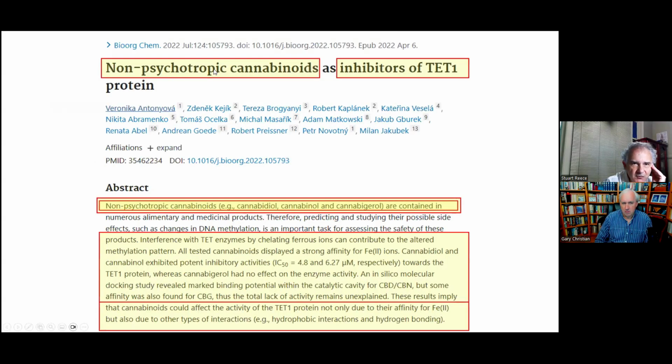Now, this is an important paper. It shows non-psychotropic cannabinoids as inhibitors of TET1.